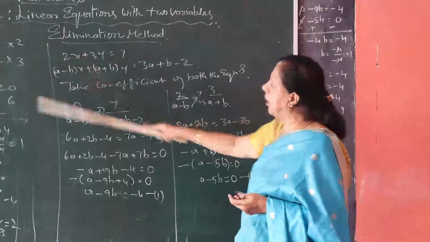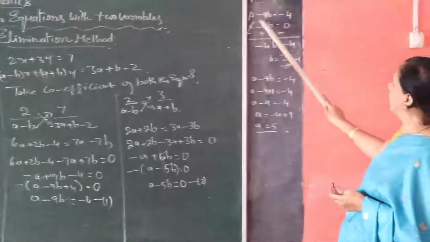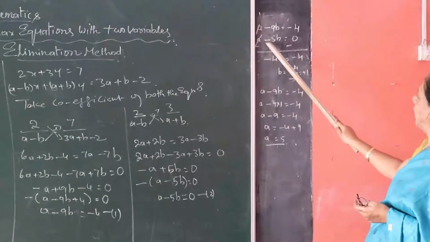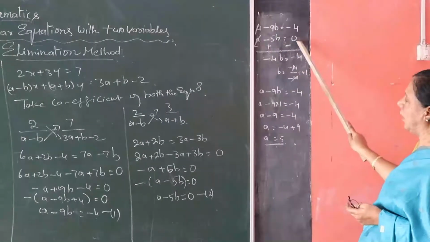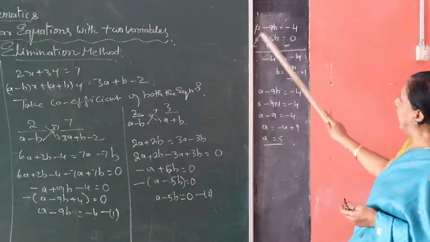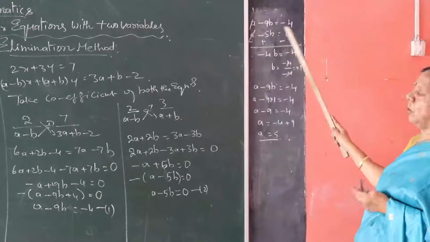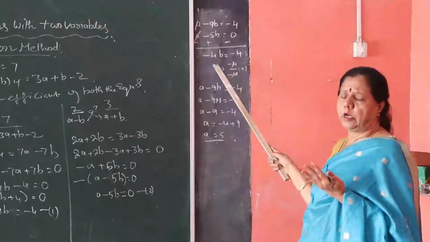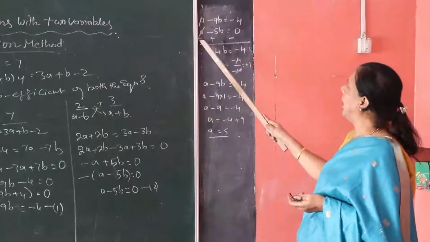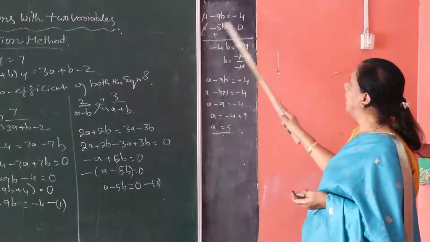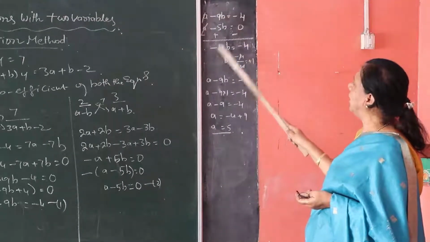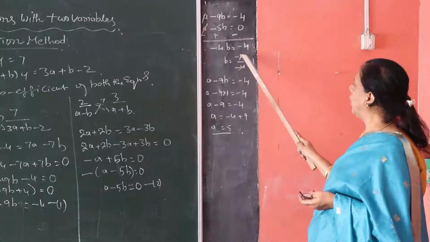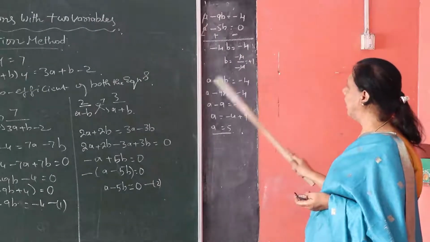This is the position. Now you pass on to here. a minus 9b is equal to minus 4, equation number 1. a minus 5b is equal to 0, equation number 2. Here a is there. Change the sign. No need to take the coefficient ratio. So here a minus a cancels. Here the greater number sign is minus. 9 minus 5, 4b, is equal to minus 4. b is equal to minus 4 by minus 4, is equal to plus 1.